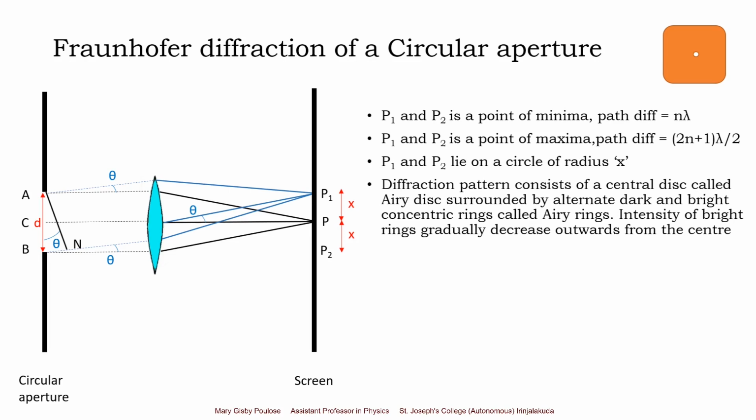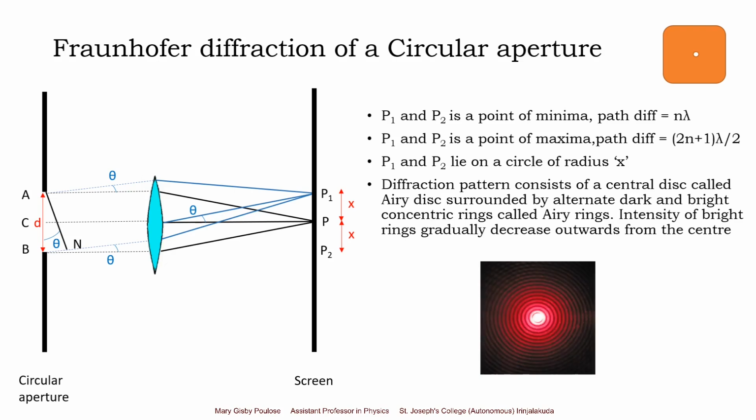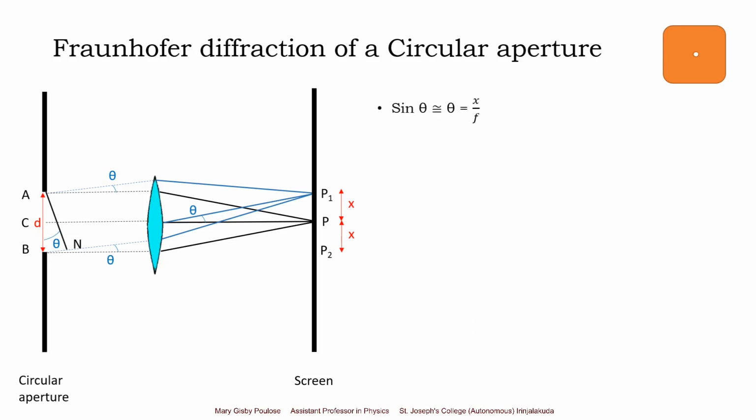It consists of a central bright disk called the Airy disk, surrounded by alternate dark and bright concentric rings called Airy rings. The intensity of the bright rings will decrease gradually outwards from the center. This shows the diffraction pattern obtained on the screen. Now here, the diffracting angle theta can be written as sine theta equal to x divided by f, where f is the focal length of the lens. Since the diffracting angle is very small, sine theta will be approximated to theta. So theta is equal to x by f.